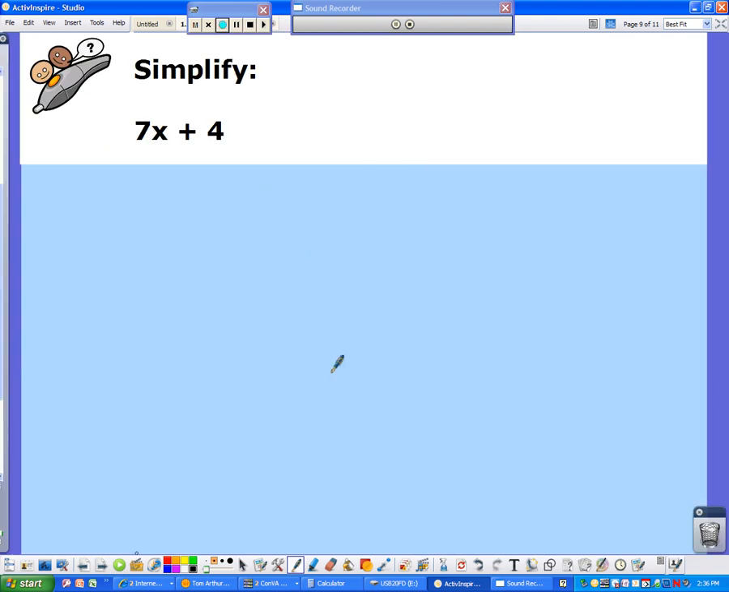Alright, so the first example, if I said simplify 7x plus 4, well, for the 7x, there are no other x's to add with the 7, and there's no other constants beyond the 4. So this is an example of one that would be in simplest form. You cannot simplify it anymore.